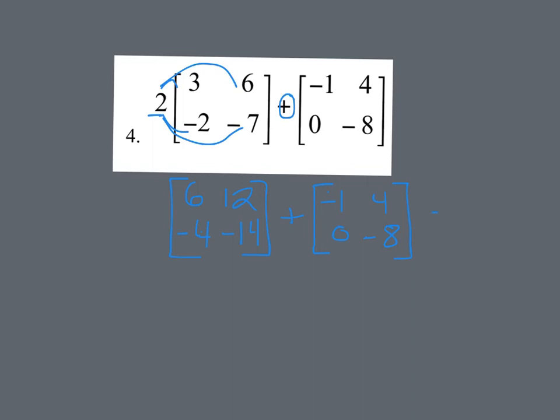And now, since they're the same size, we know what to do next. I'm just gonna add entry by entry. We got the 6 with the -1, that's 5. We got the 12 with the 4, that's 16. Okay, -4, 0. Adding that, it's -4. And then, of course, you got -14 with -8. It's -22. Alright, there you have it. That's matrices with matrix operations.